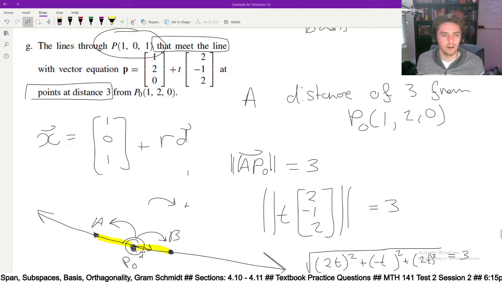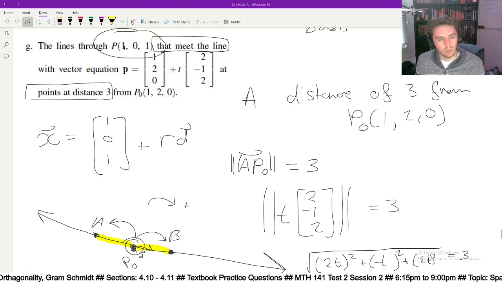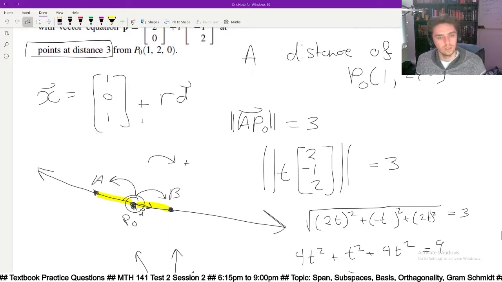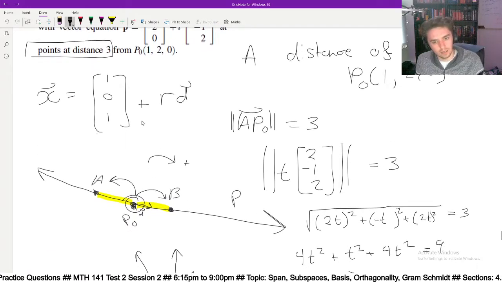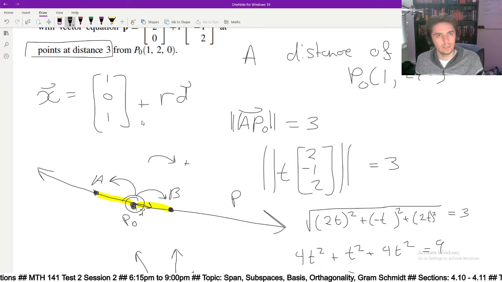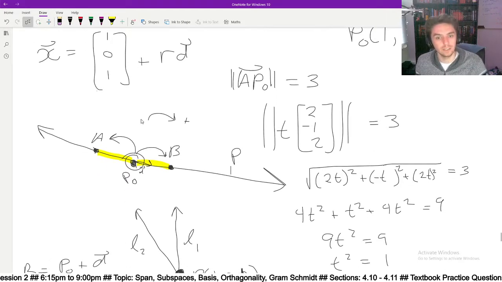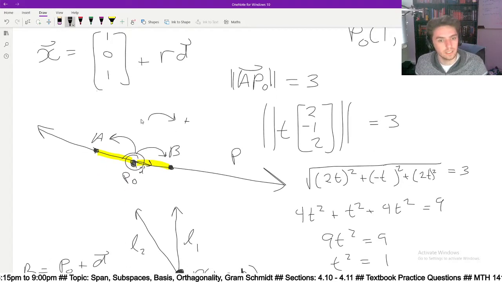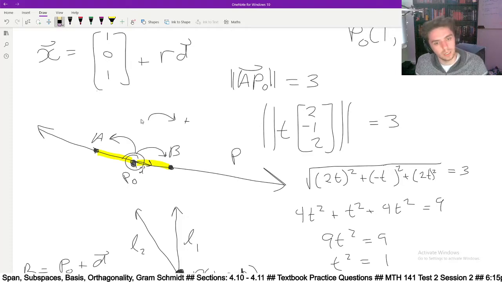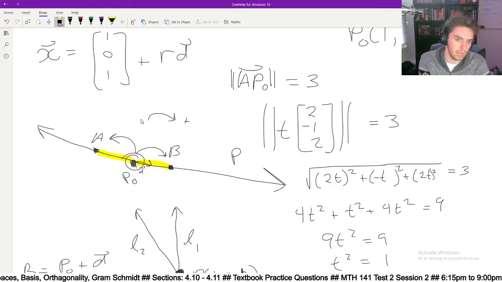So we're looking for lines that go through point P, 1, 0, 1. Oh, I can't read numbers. That meet this line at a distance of 3 from P naught. Okay, so this is the line here. I drew it here. We want our line, plural, so there's going to be 2 lines, to intersect this line, not just anywhere, specifically at a distance of 3 from P naught. So that's P naught. A distance of 3 from it, I'll call this one B. And on the other side, there's also a distance of 3. A will also have a distance of 3.